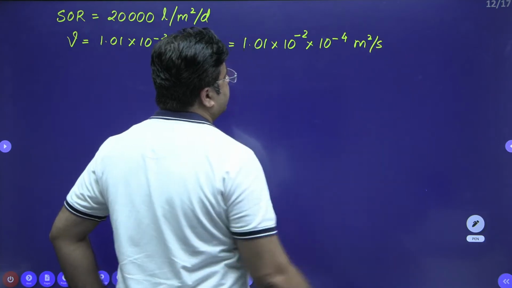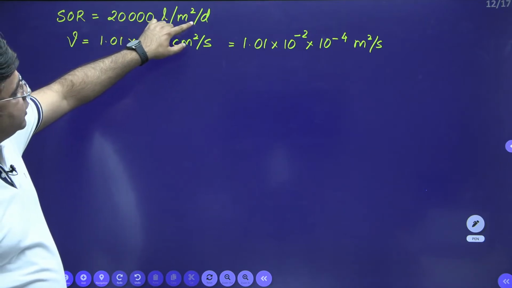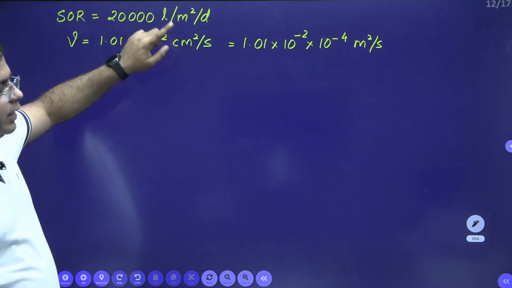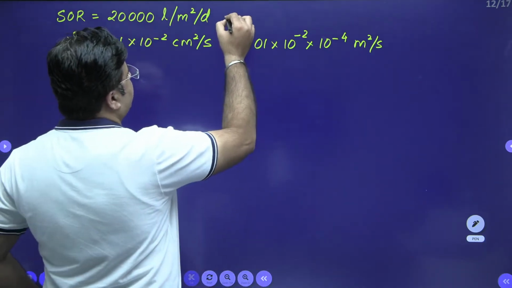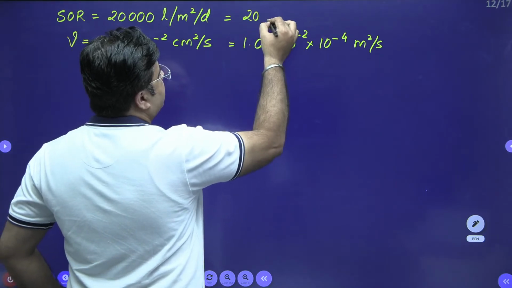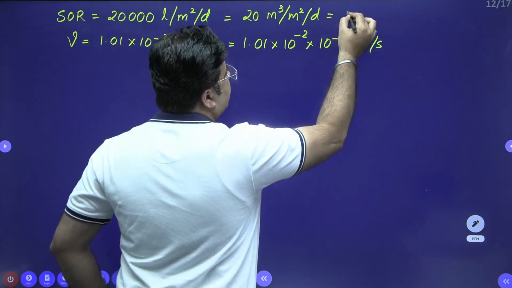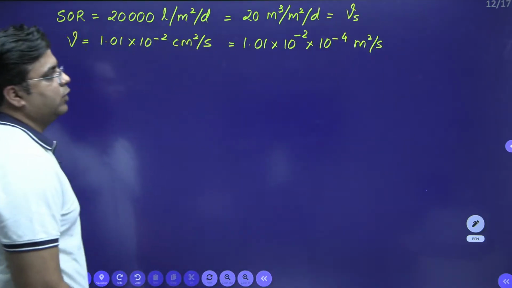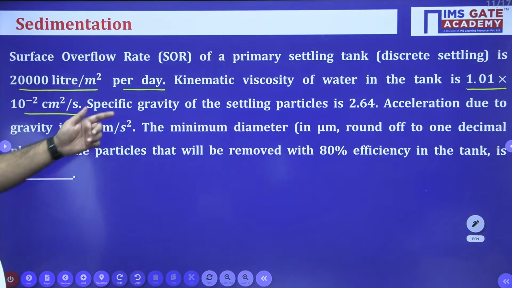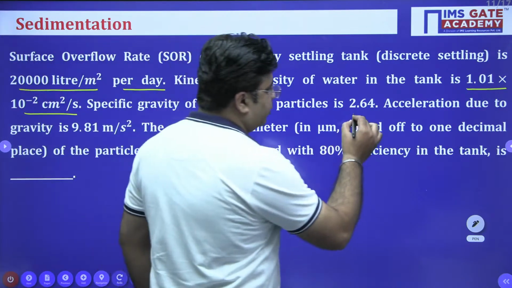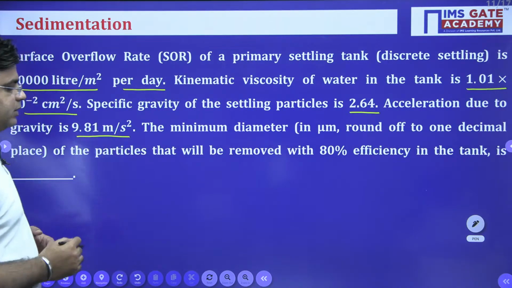Similarly, when you take this surface overflow rate of 20,000 liter per meter square per day, you convert this liter into meter cube, so you have to divide by 1000. So in that case, this surface overflow rate comes out to be 20 meter cube per meter square per day. And this is nothing but the settling velocity of the concerned size of the particle for which we have designed the tank, Vs. Next. Specific gravity of the settling particle is 2.64, and acceleration due to gravity is 9.81 meter per second square.